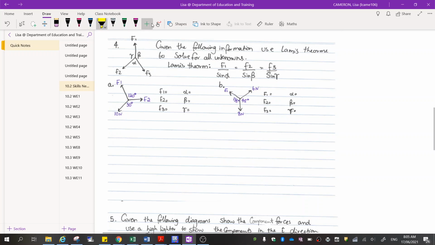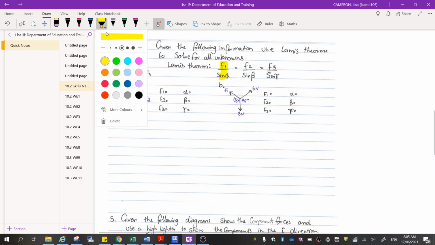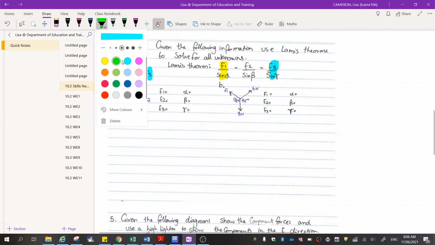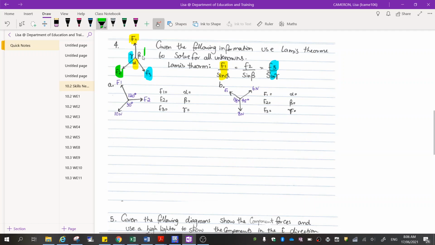All right, so notice that F1 is opposite, F3 is opposite, and F2 is opposite. So each time I'm looking for these patterns. If that's F1, that's alpha. So I can start filling this in now that I've spotted the pattern.